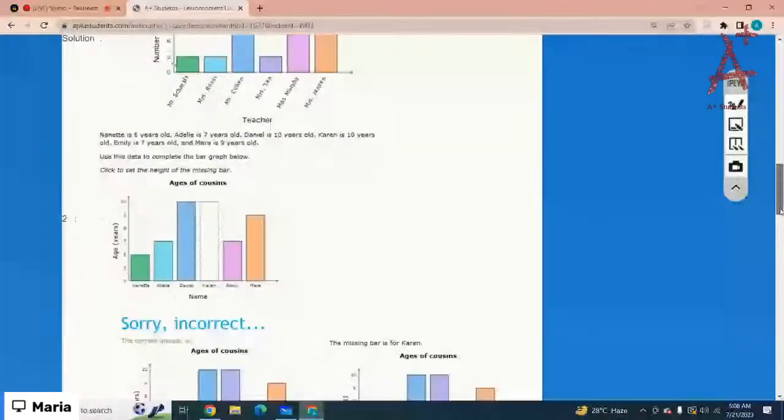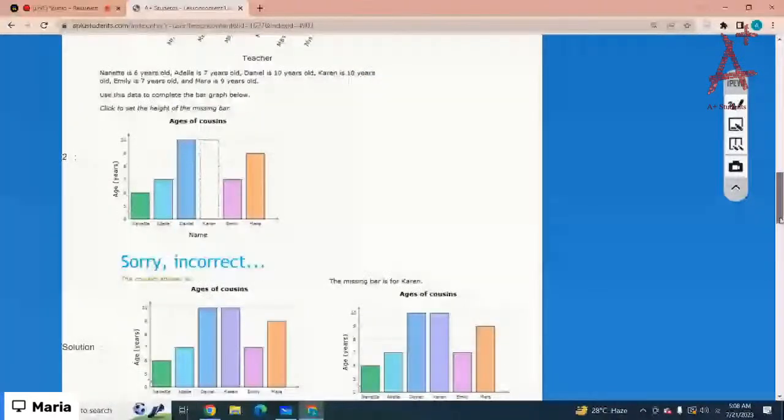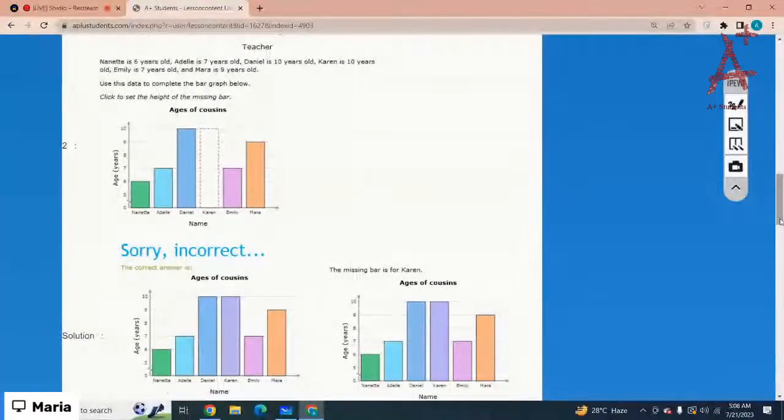Okay, the next one is Nanette is 6 years old. Idil is 7 years old. Daniel is 10 years old. Karen is 10 years old. Emily is 7 years old. And Mara is 9 years old. Use this data to complete the graph below. Click to set the height of the bar.